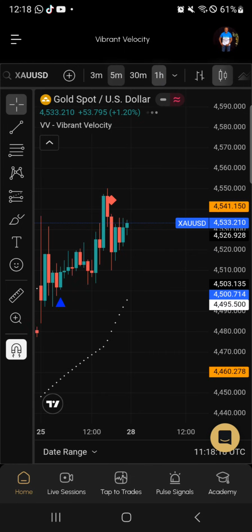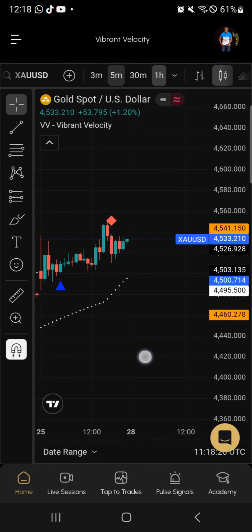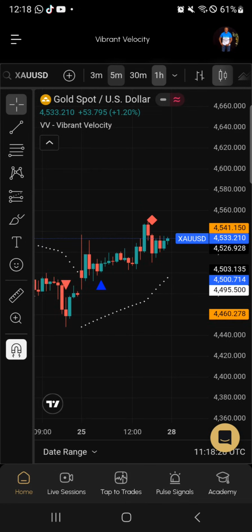But let's say this blue diamond, this red diamond you are seeing on top of the candle here, is not showing. This red diamond is not popping up. The only thing that is showing is these dots below the candle patterns and the blue triangle.